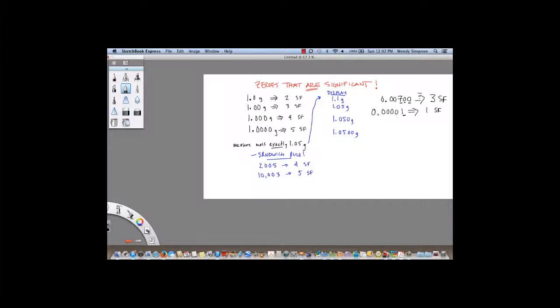These zeros are trailing the decimal, but they're not trailing a non-zero. They have to also be trailing a non-zero. So 0.05600. In this case, there's four significant figures. These zeros are trailing the non-zeros as well as the decimal point. This guy is trailing the decimal point, but not the non-zeros, so they're not significant.